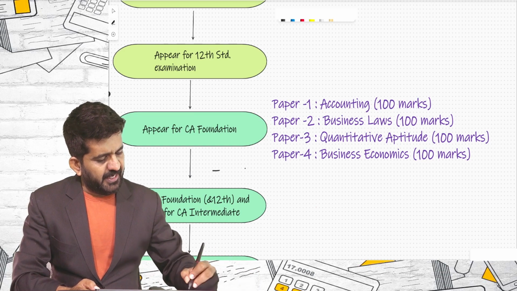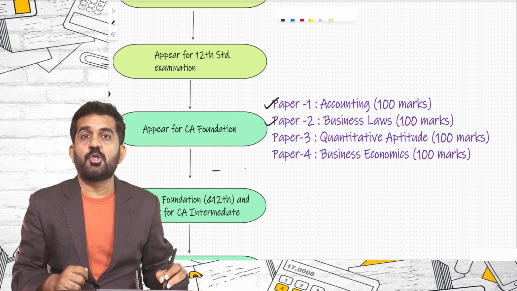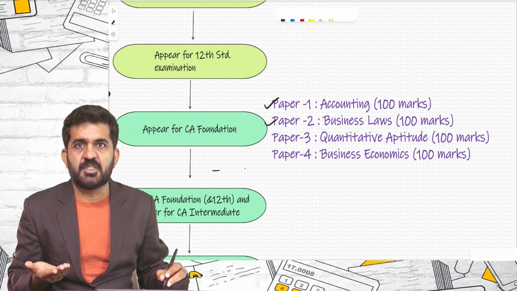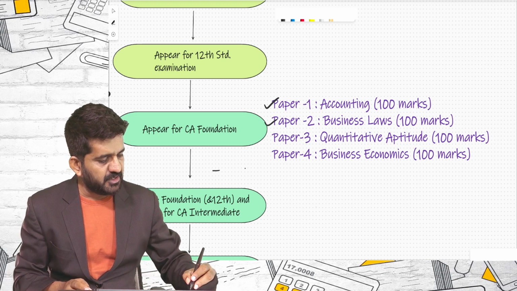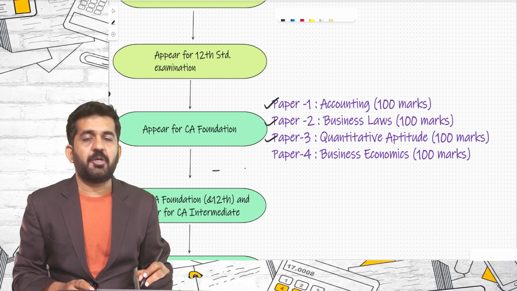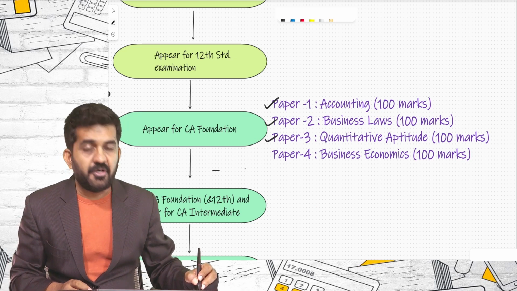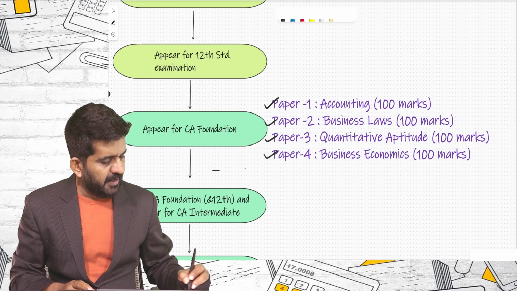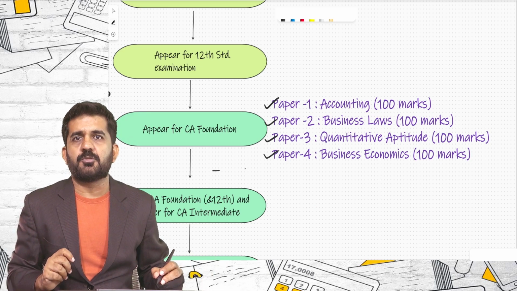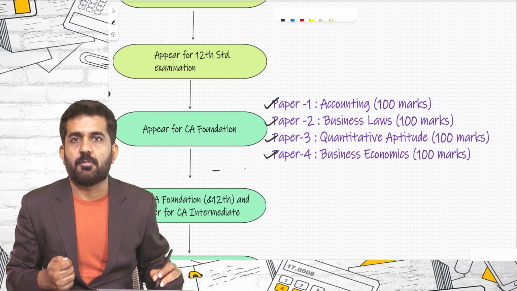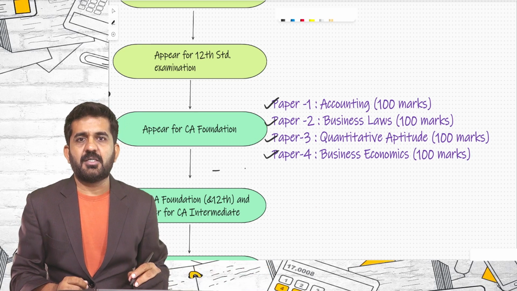Paper 1 will be accounting 100 marks, descriptive. Paper 2 business law 100 marks. Before there was business law and communication. Now exclusively the paper of 100 marks will be of business law. Paper 3 quantitative aptitude including mathematics, logical reasoning and statistics. 100% MCQ. Paper 4 100% MCQ will be business economics. Previously it was business economics and business and commercial knowledge. Now it will be 100% economics, 100 marks.